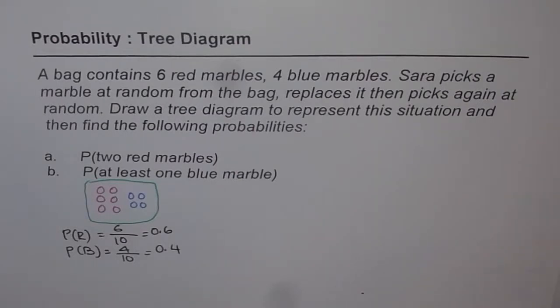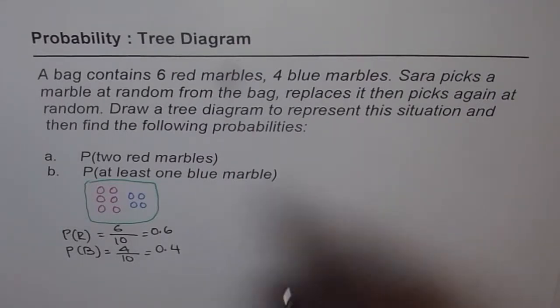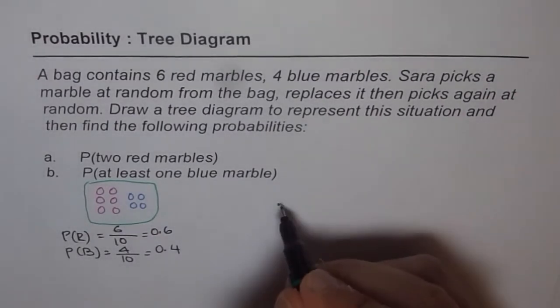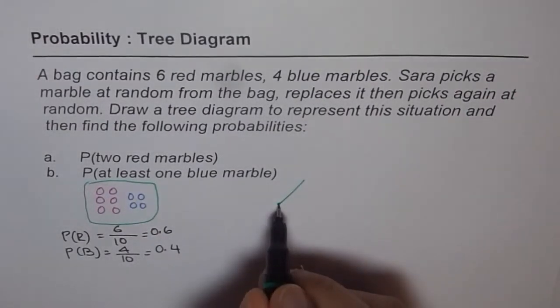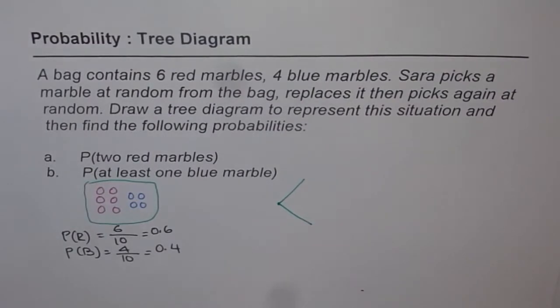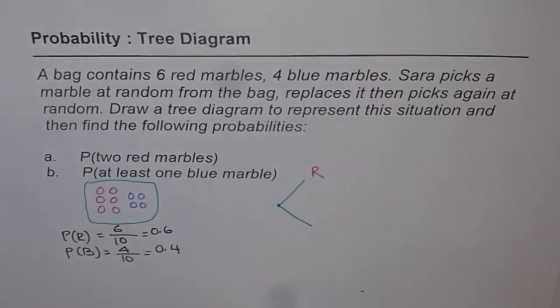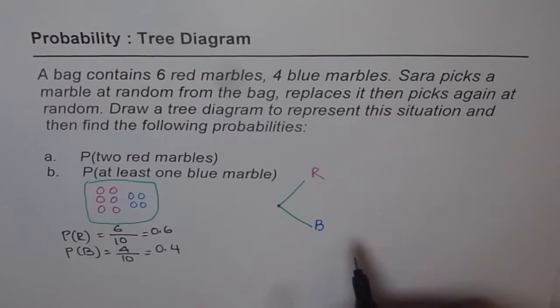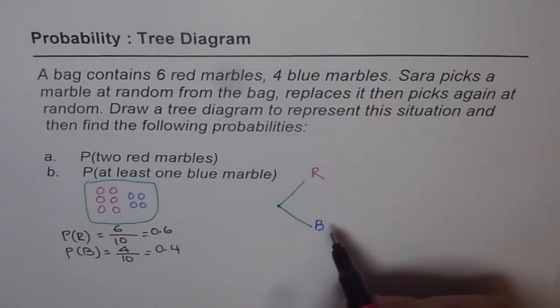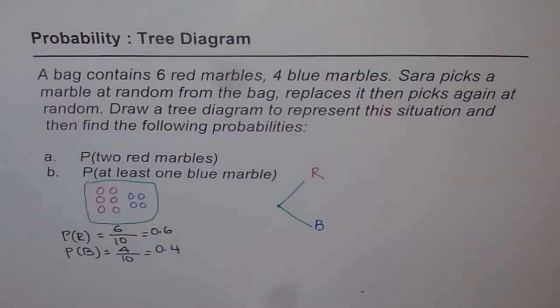Now, the case is that let's make a pick here. So let's say there are 2 possibilities. When Sarah picks up a marble, it could either be red or blue, right? So it could either be red or it could be blue. Now let's first complete the tree and then we'll write down the probabilities in it, right?